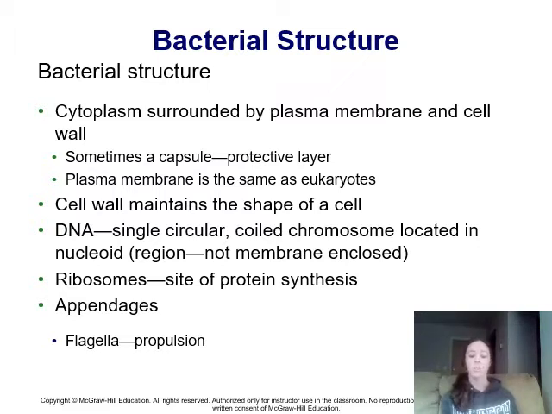And then it will also have appendages. Not all bacteria will have this, but some bacteria might have flagella, which are tail-like structures that help the bacteria move about, or it may even have cilia, which are more hair-like structures found all over the plasma membrane that will help the cell also move.